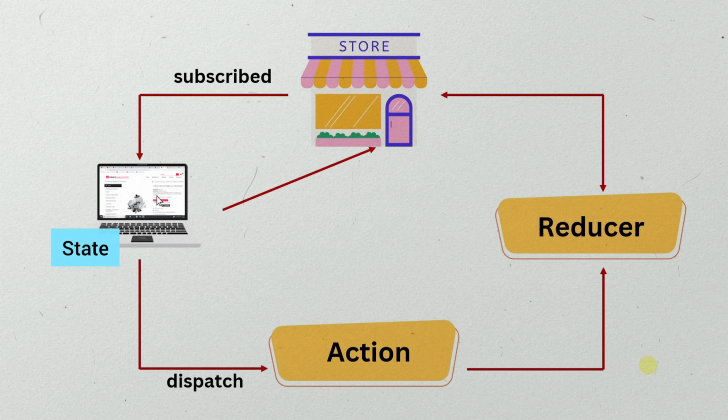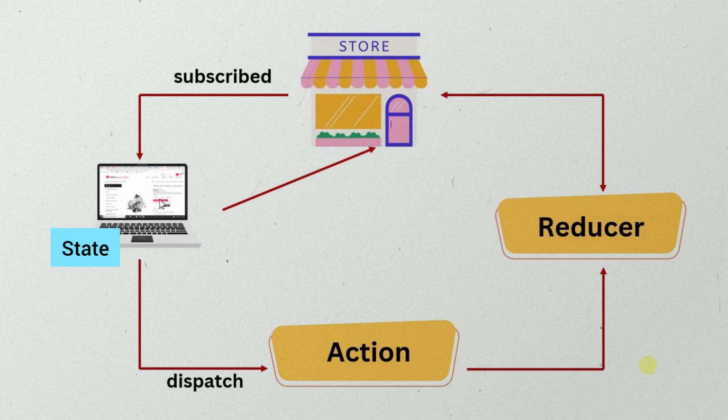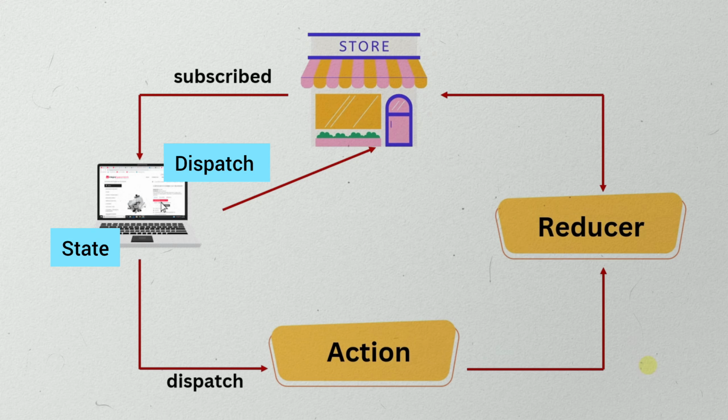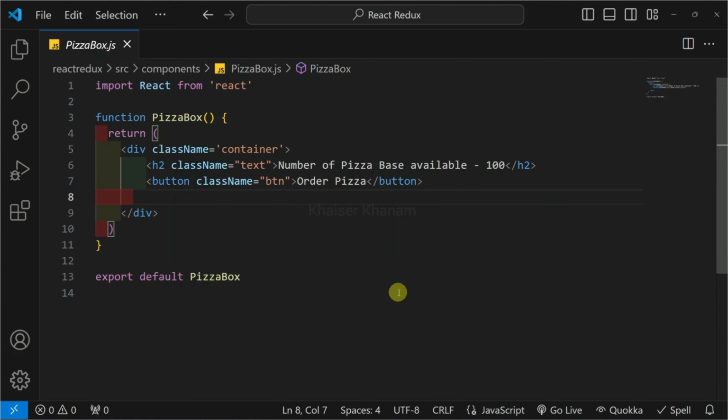So in our component, we should be having access to state and dispatch function. Only then we can update the state and we can dispatch action. In our application, this pizza box is the component where I want to display the number of pizza bases available in my kitchen, for which the value is stored inside the state, and when I click on this button, only then the action has to be dispatched and the number of pizza bases has to be reduced by 1.